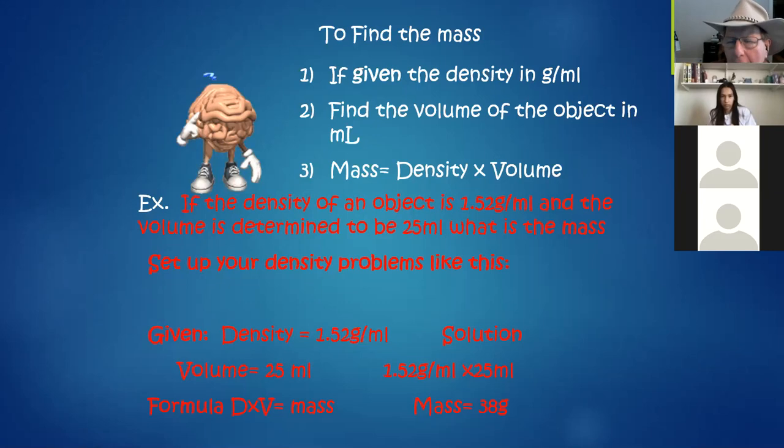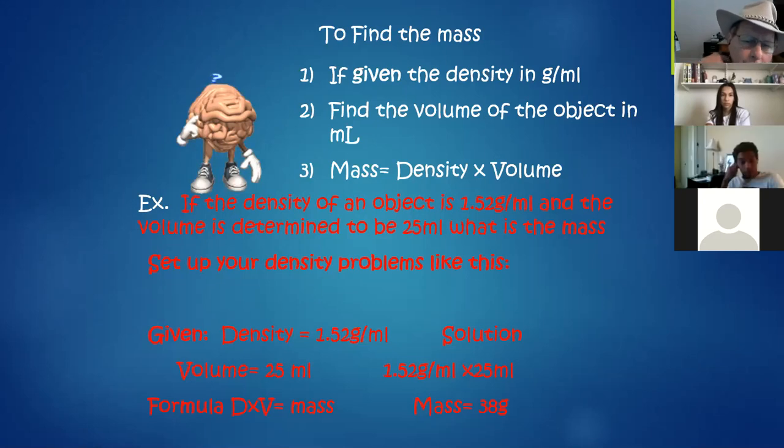The density triangle, we have the density, we have the volume. It says to multiply the 2 of them. So I take 1.52, multiply it by 25. I end up with 38 grams. Notice, 3 sig figs divided by 2 sig figs. My answer has 2 sig figs.